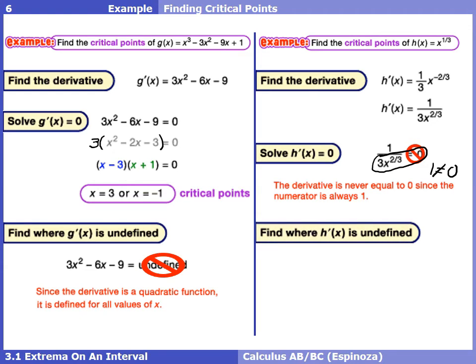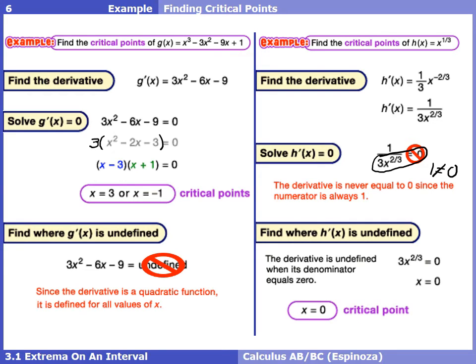Because now we need to check for where the derivative is undefined, and we know something about fractions. Since our derivative is a fraction, fractions are always undefined when the denominator is equal to 0. So we need to see where the derivative is undefined. Since we have a fraction for our derivative, we just need to set the denominator, what's in the bottom, equal to 0. And of course, that's a very easy thing to solve. We don't really need any steps. If x is 0, then the entire thing is 0, so x is equal to 0. So we have one critical point at x equals 0.